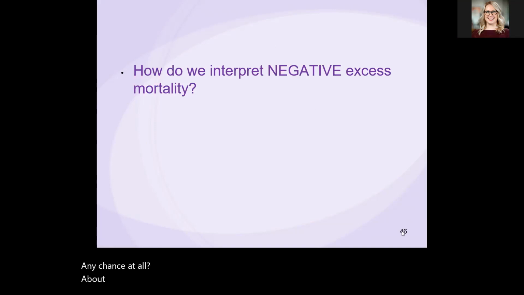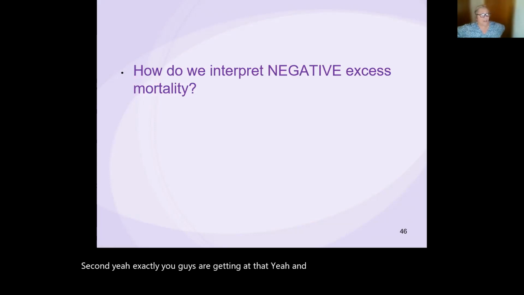Yes, a couple coming in. Negative excess means that group is doing relatively well in comparison to other groups. A second comment: the group you're looking at has fewer deaths than the reference group. Another, that a group has lower excess risk than the reference group. Yeah, exactly. You guys are getting it. And that's something that the community can understand.